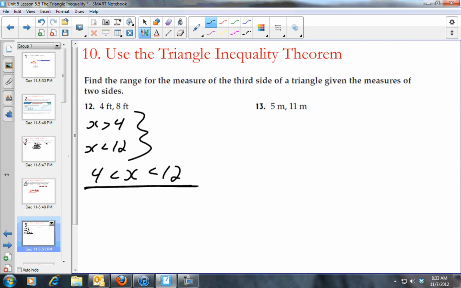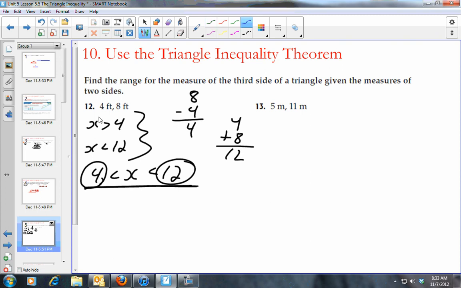Is it a coincidence that 8 minus 4 gave us this number? Nope, it is not a coincidence. Is it a coincidence that 4 plus 8 gave us this number? Nope, not a coincidence. Questions?